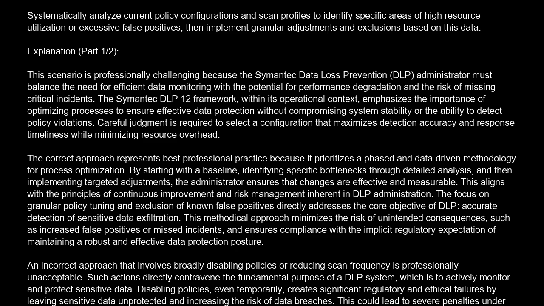An incorrect approach that involves broadly disabling policies or reducing scan frequency is professionally unacceptable. Such actions directly contravene the fundamental purpose of a DLP system, which is to actively monitor and protect sensitive data. Disabling policies, even temporarily, creates significant regulatory and ethical failures by leaving sensitive data unprotected and increasing the risk of data breaches. This could lead to severe penalties under data protection regulations, loss of customer trust, and reputational damage.